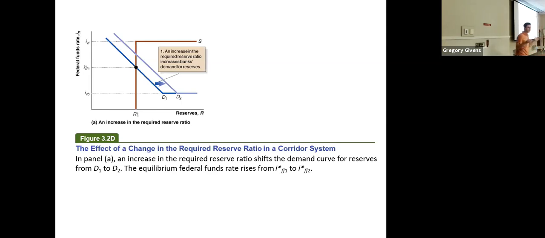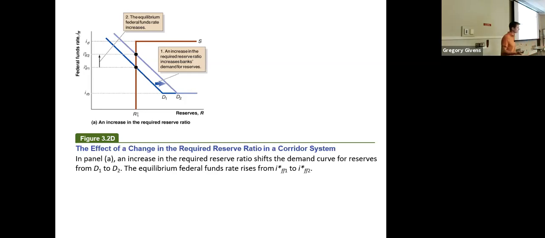Now, if the Fed doesn't do anything else, what would we expect to see happen in the market for overnight reserves if the Fed simply raised its reserve requirements? Well, the original Fed funds rate was right here at IFF1. If demand now outstrips supply, that's going to put upward pressure on the price of overnight reserves in this highly competitive market. The federal funds rate is going to be bid up, and we would expect to see the equilibrium funds rate rise by some amount. So any effort to increase required reserves in this corridor system would be predicted to raise the funds rate.